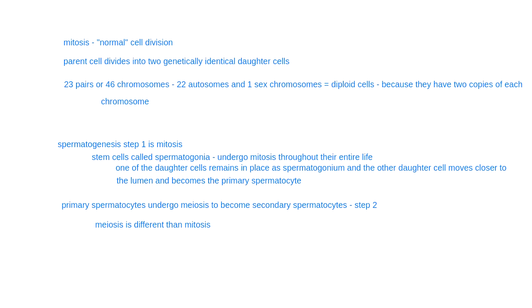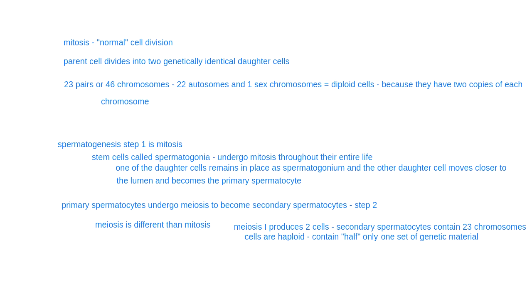The secondary spermatocytes contain 23 chromosomes. They are no longer in pairs. Essentially, each one of these cells now has only half of the genetic material. So these cells are haploid, because they contain essentially half, or only one set, of the genetic material.